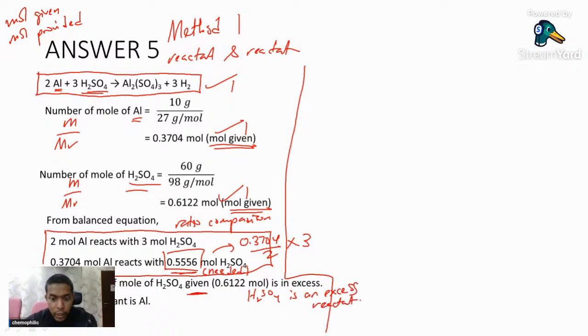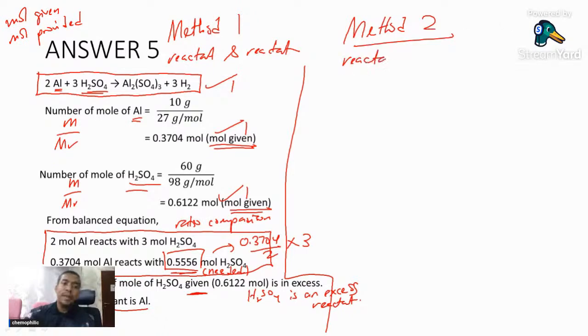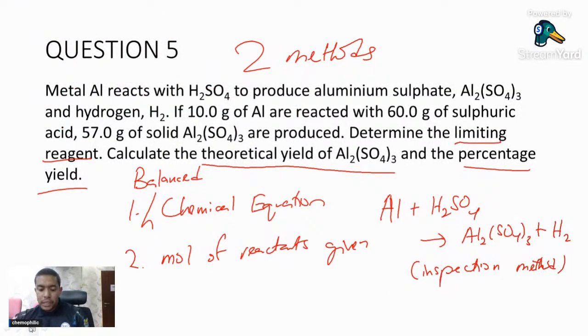But question asks for limiting, right? So that's why the another one, Al, will be the limiting reactant. Okay, so this is the first method. The second method is you can use by comparing reactant and product. Okay, so which product that I will compare? You tengok balik soalan. Soalan cakap they ask you to calculate the theoretical yield of Al2(SO4)3, right? So we will do comparison towards Al2(SO4)3.